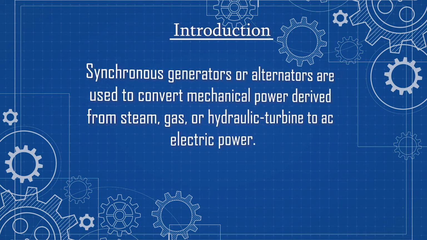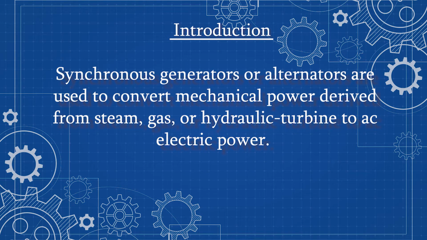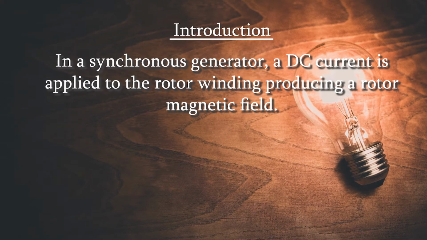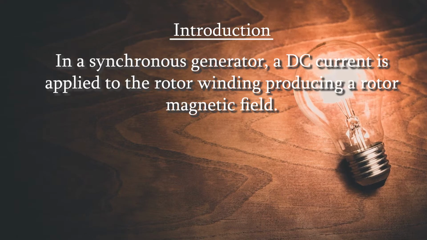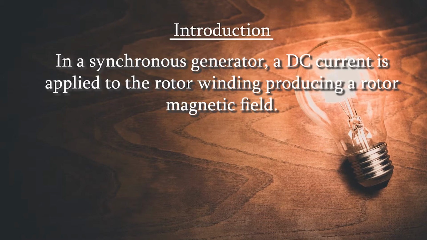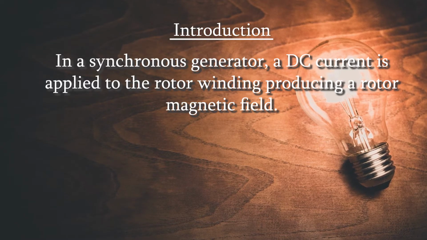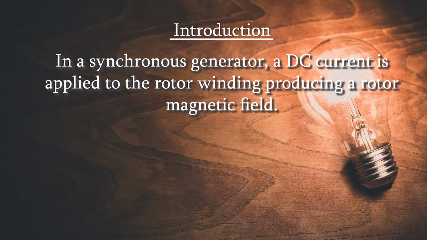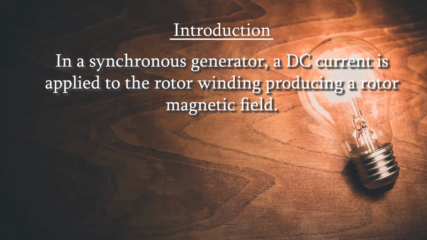Introduction. Synchronous generators, or as we call them alternators, are used to convert mechanical power derived from steam, gas, or hydraulic turbine to AC electrical power. In a synchronous generator, a DC current is applied to the rotor winding, producing a rotor magnetic field. As all of us know, in every machine there are two windings, one on the stator and one on the rotor.